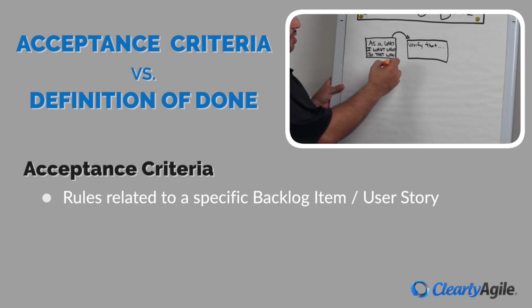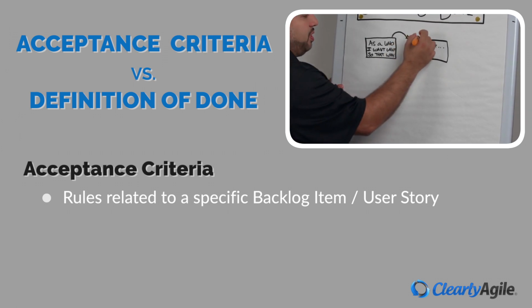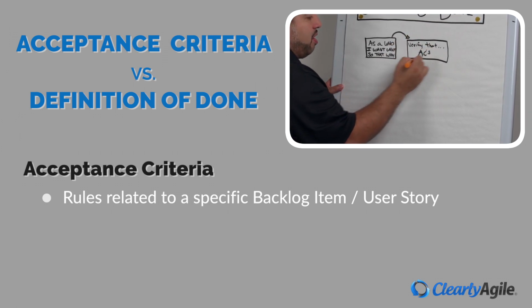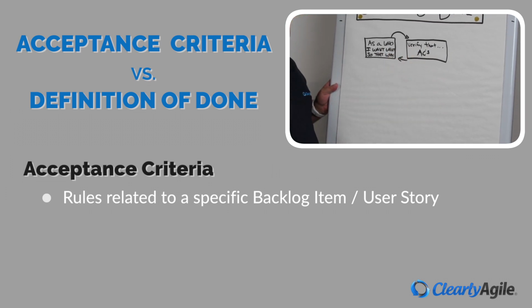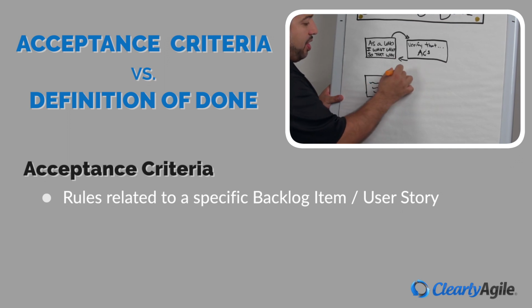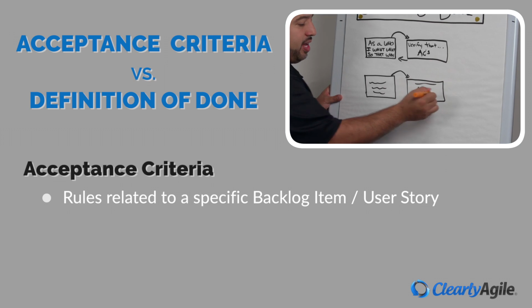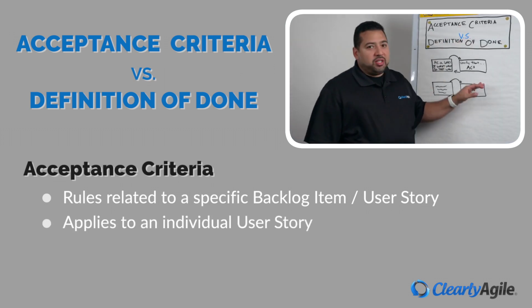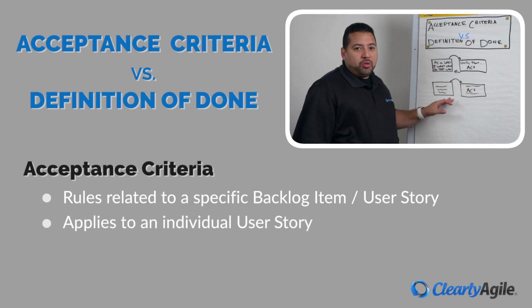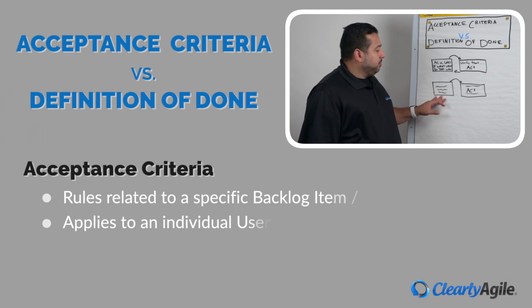So acceptance criteria are tied to a specific user story. This would be all the acceptance criteria for this backlog item to pass. We might have a second backlog item written in the format of the user story. And on the back side of this user story, we have additional acceptance criteria. Verify that... So acceptance criteria applies to the individual user story that it's for.